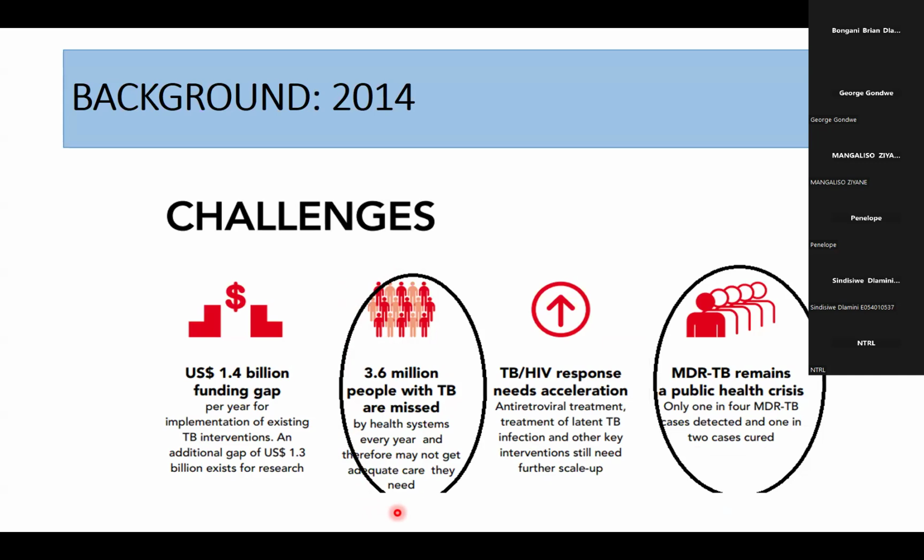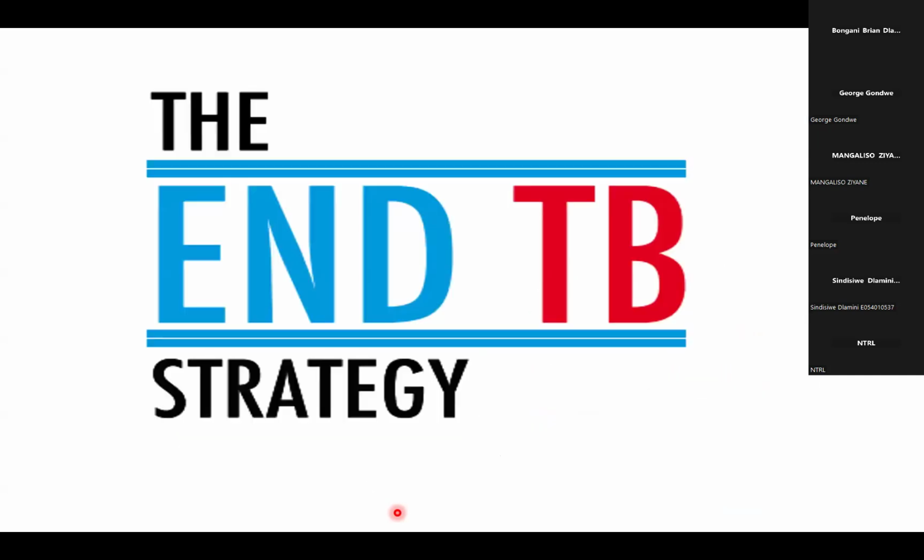The next point today is that MDR TB remains a public health crisis. Only 1 in 4 MDR cases is detected and 1 in 2 cases is cured. When you look at these numbers, it raises some concern. So the World Health Assembly came to a resolution to address these challenges, where they set goals for what is supposed to happen in regard to TB by 2030. They came up with a document like this. You might have seen this document, the NDTB strategy.